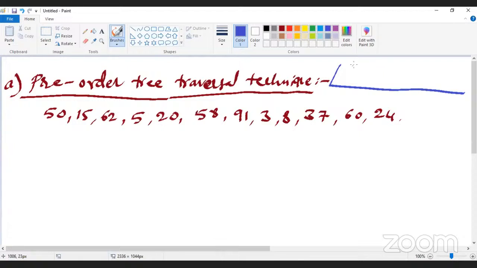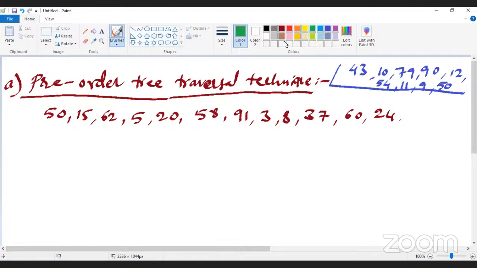You can take one more list of elements also, which we can practice later: 43, 10, 79, 90, 12, 54, 11, 9, 50. There are two examples, two different sets of elements. You suggest which set of elements you want to take to implement this pre-order. Sir, can you take the second example, 43, 10, 79? Okay, fine.